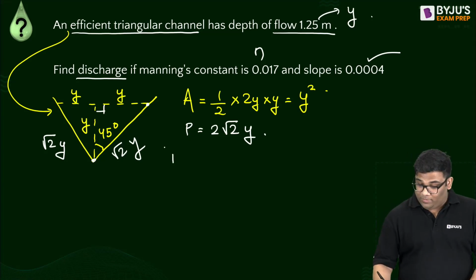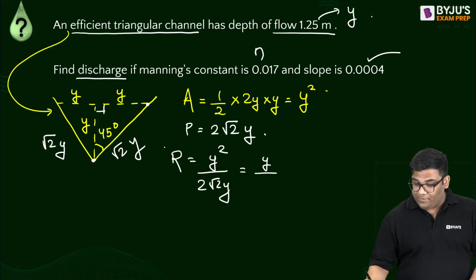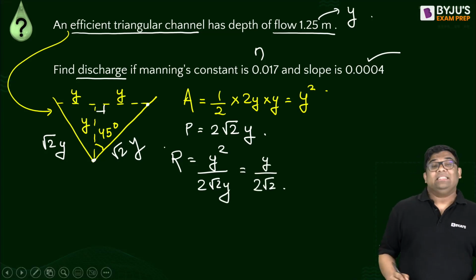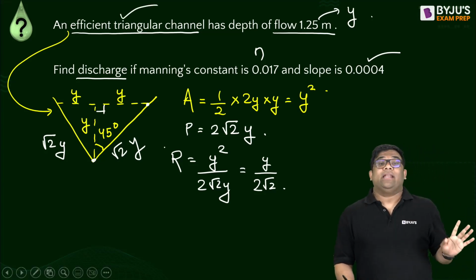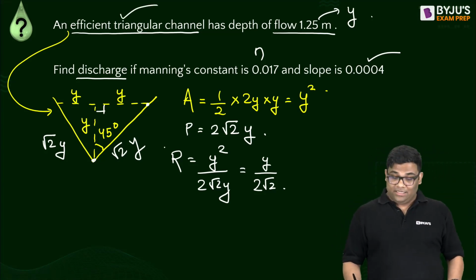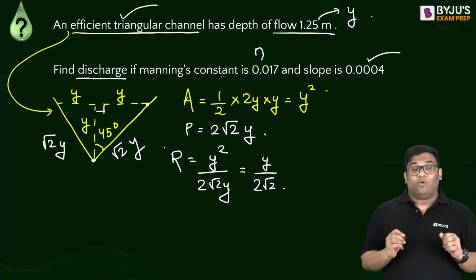So what will be the hydraulic radius? It will be area by wetted perimeter, giving me y by 2 root 2. So these are the conclusions for an efficient triangular channel. You should remember these things. If you remember them, you can easily find out the discharge.